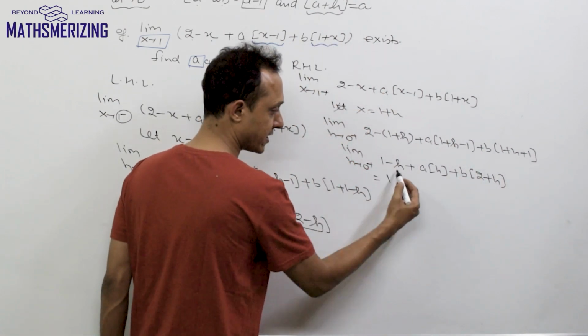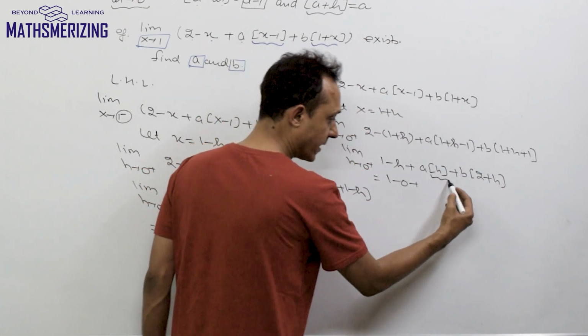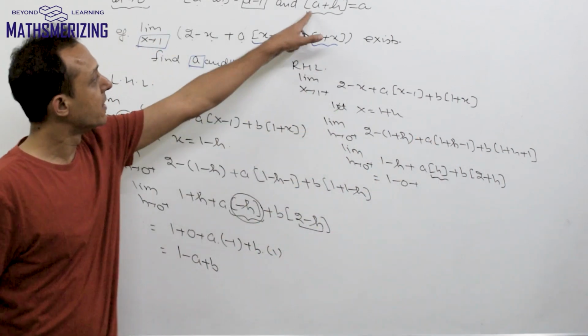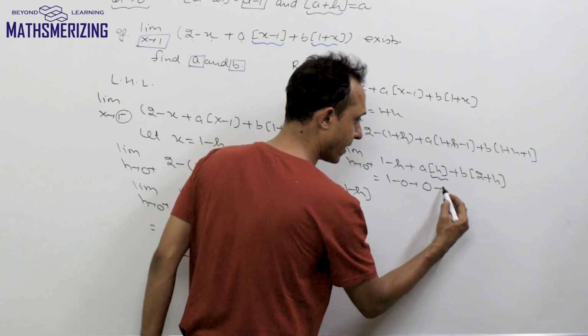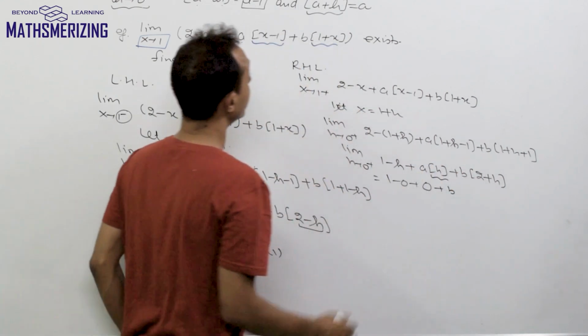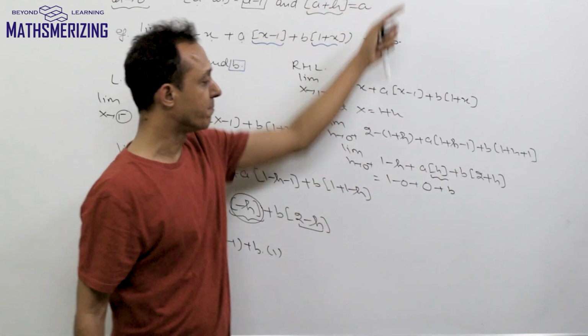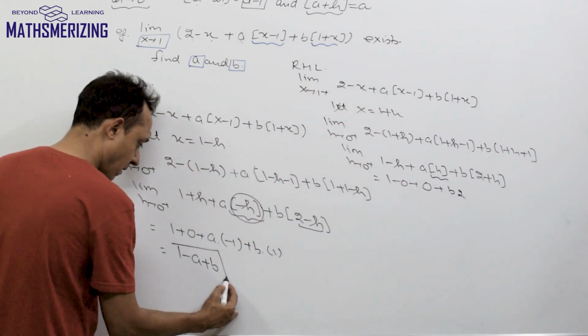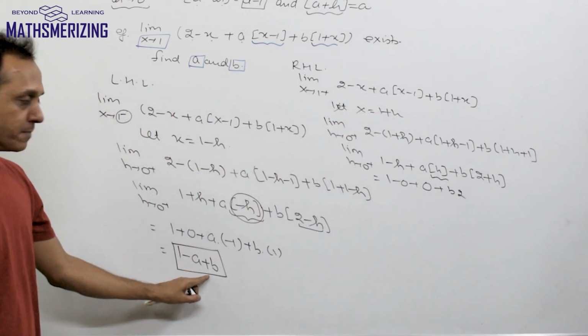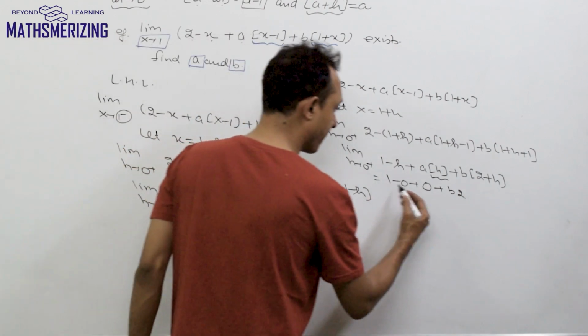Now this is 1, h is 0. Now what is the greatest integer function of h? So a plus h is simply a, so 0 plus h is simply 0. So there will be 0. And then plus, now this is b. Now the greatest integer function of 2 plus h is simply 2. So this is 2. So the left hand limit is 1 minus a plus b, and the right hand limit is 1 plus 2 into b.